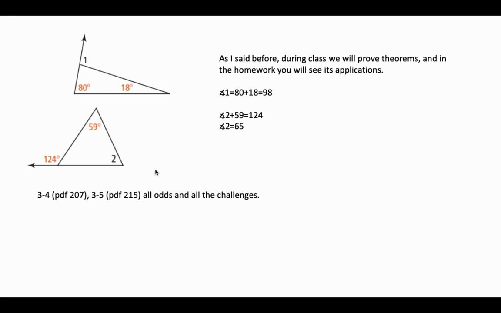In problem 2, we see that 124 is the exterior angle, and 59 and angle 2 are the remote interiors. We know that 59 plus angle 2 equals 124, so angle 2 equals 65.